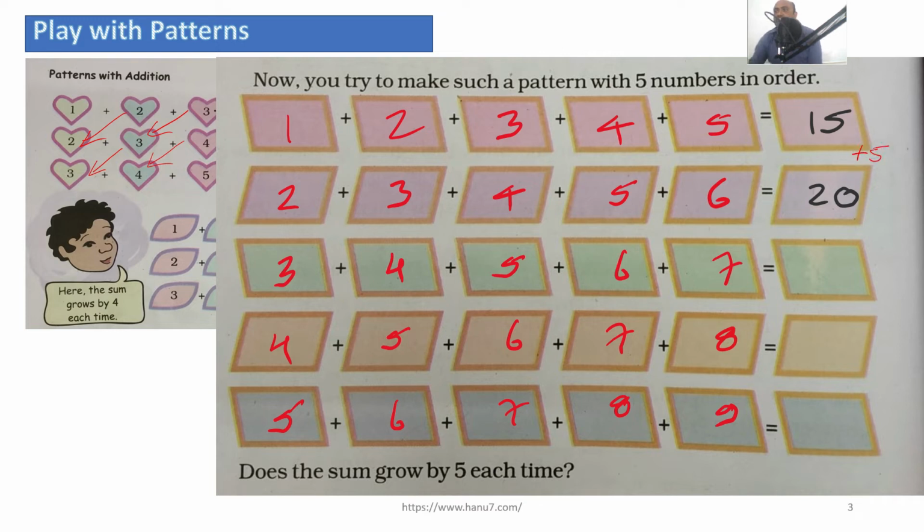And in the next example also it is the same. 3 plus 4 plus 5 plus 6 plus 7 is 25, 4 plus 5 plus 6 plus 7 plus 8 is 30, 35, like that. So just keep on increasing these numbers, you will be getting the additions. The sum will be growing by 5.